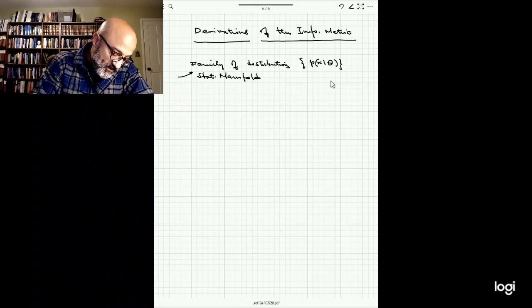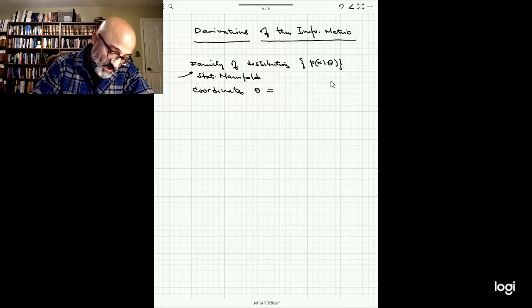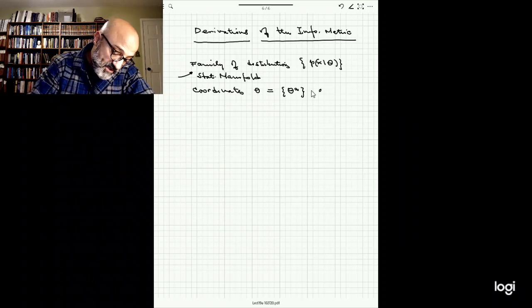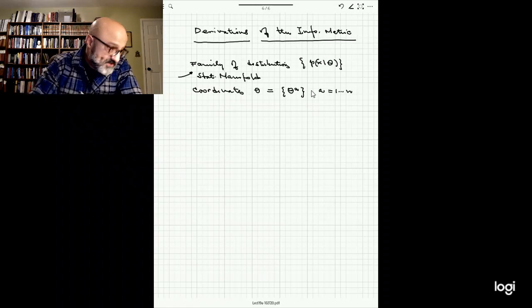We can use as coordinates of a point, which we're going to call theta, these parameters theta. And there may be several of them, so this is multidimensional. Very good. The first derivation that we're going to use is from the notion of distinguishability.